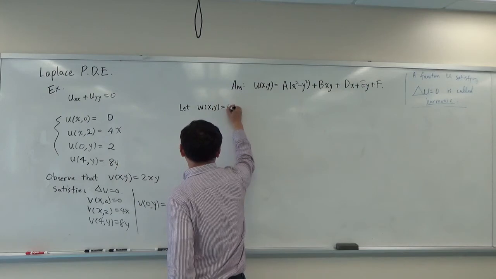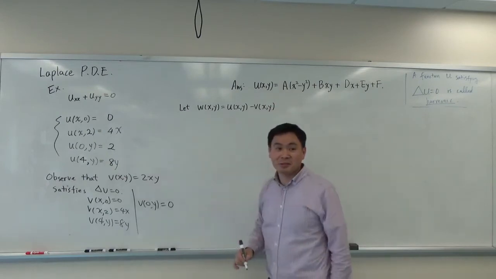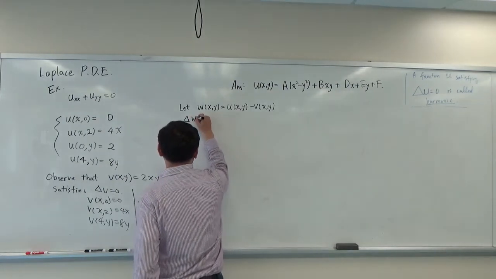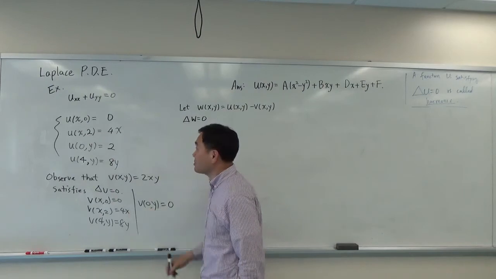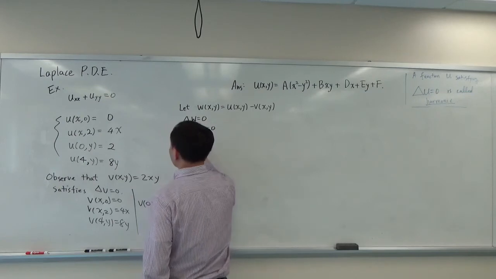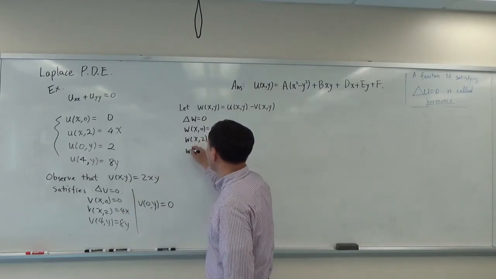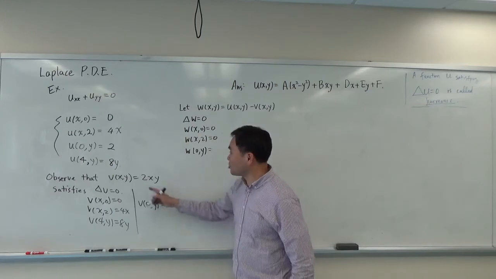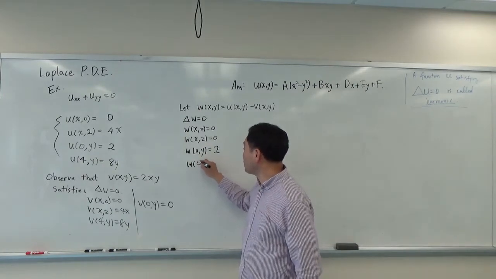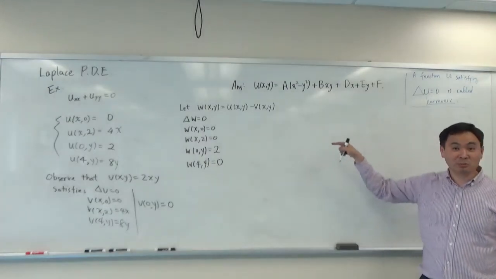w(x, y) be u(x, y) minus v(x, y). Then what happens? Then this will be 0, because they both satisfy the Laplace equation. And you have w(x, 0) as 0, w(x, 2) as 0, because 4x minus 4x will be 0, right? w(0, y) is no good. It's a 2 minus 0, so you still need it to be 2. And then w(4, y) would be 0. Hey, that's nice. So now you just have to solve this one question by separation of variables.